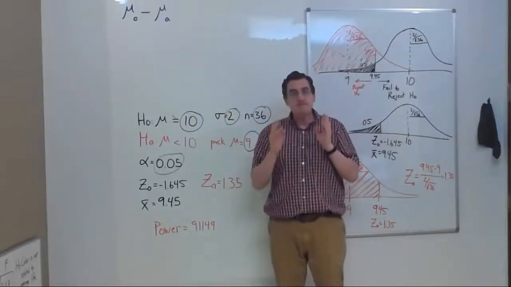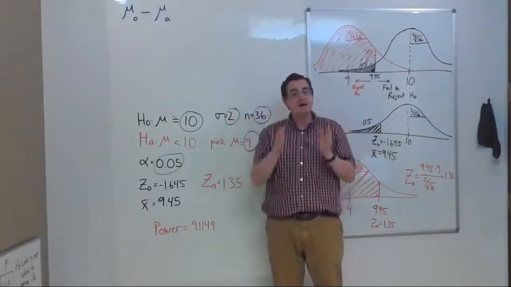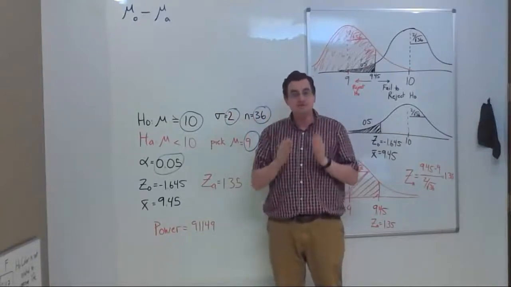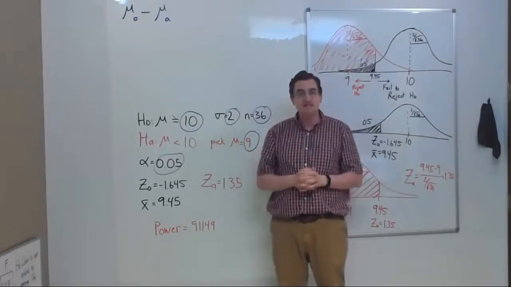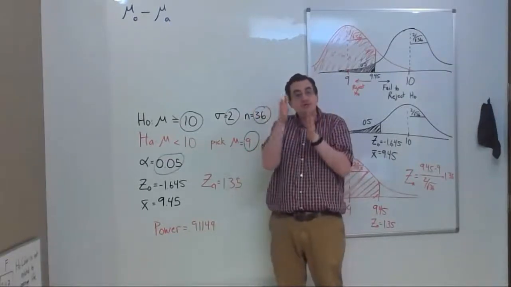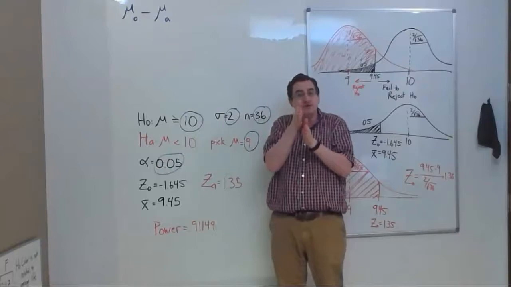Because we're talking about power, not confidence, power, we're assuming the alternative is the truth. So we want to be able to tell that the null hypothesis is a lie. The closer the null and the alternative are to each other, the harder it's going to be to tell that the null is a lie.